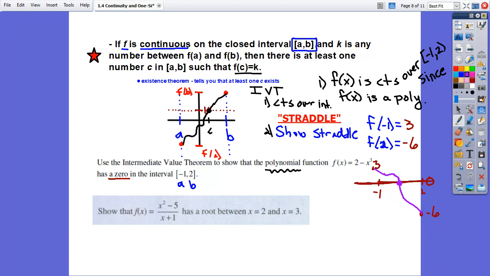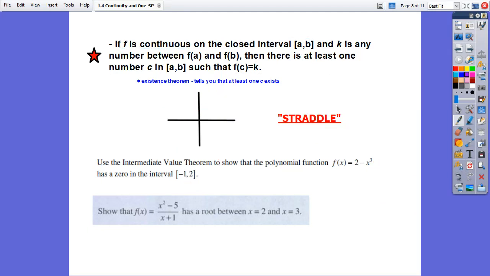Looking at the last example here, I have shown that this is a root. Remember, the word root is the same thing as a 0. So it's going to be a very similar process. I'm going to delete everything I have up right now. What we've got to do is figure out what f of 2 is. We've got to show the straddle. We've got to make sure that this function is continuous over that closed interval. And so we're going to find f of 2.